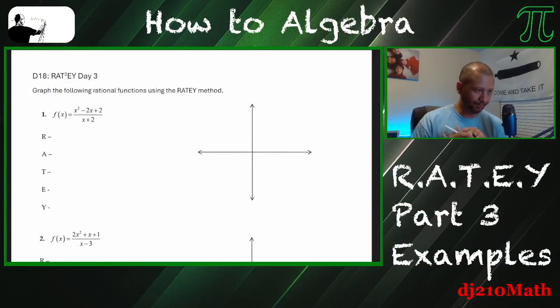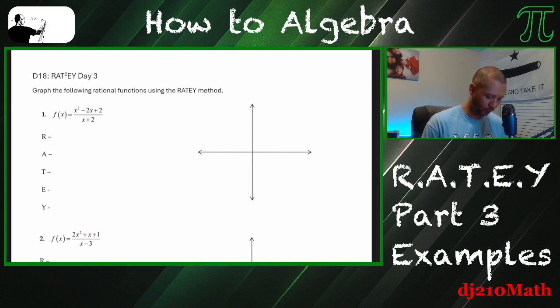So let's get it. All right. R.A.T.E.Y. day 3, or part 3 rather. So we're looking at top-heavy situations. So number 1, see if we can factor the top. Two numbers that multiply to make 2 that add up to -2. And we cannot. So we can't factor anything. It doesn't factor clean.